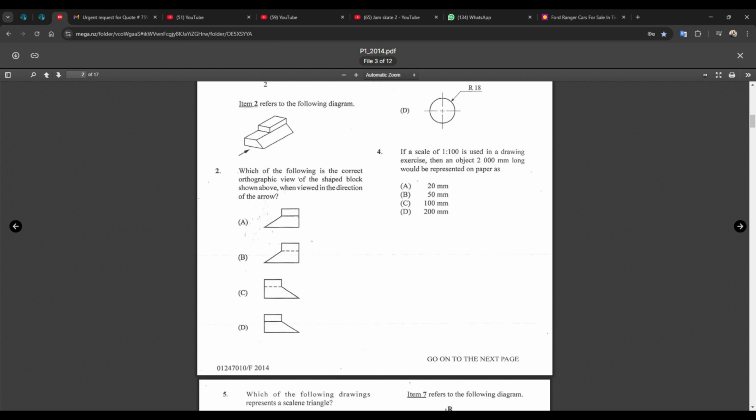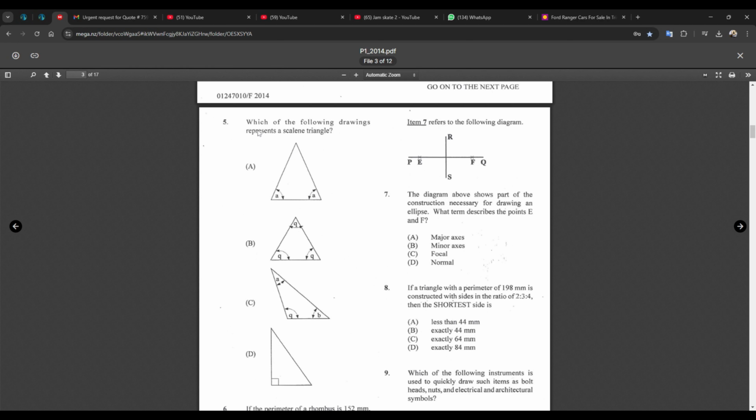Number 4, if a scale of 1 to 100 is used in a drawing exercise, then an object 2,000 millimeters long would be represented on paper as what length? So this is a ratio. If the object in real life is 2,000 millimeters long, then on the drawing, it will be 20 millimeters long. So the answer is A.